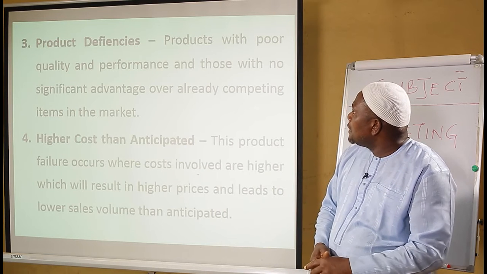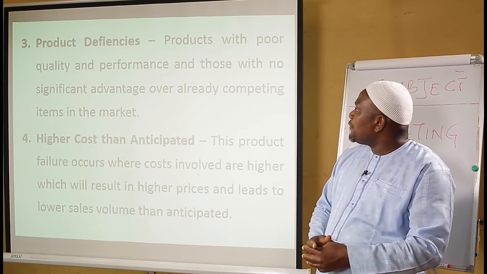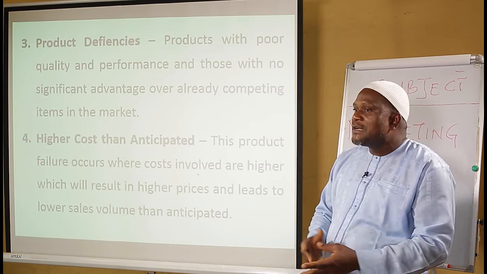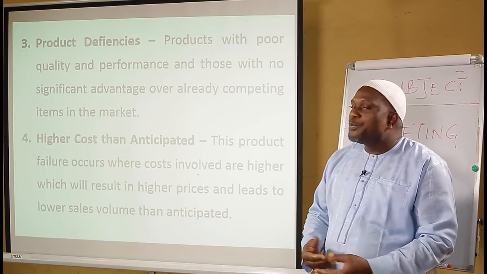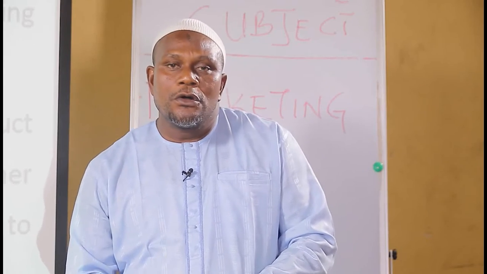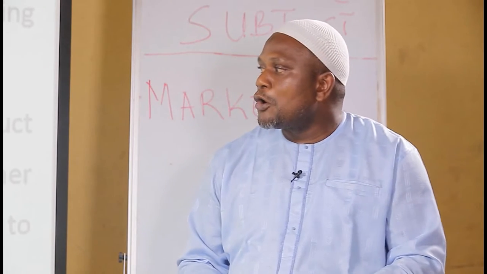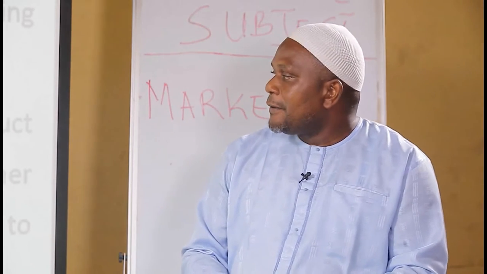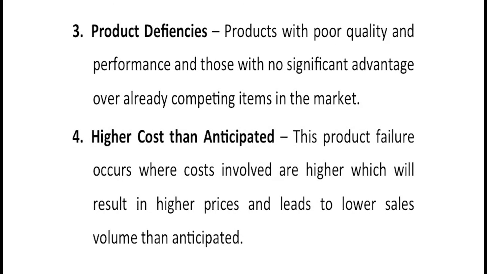Now, let's take a look at it. Poor products with poor quality and performance are those with no significant advantage over already competing items in the market. This will take us to number 4, which is higher cost than anticipated. This product failure occurs when costs involved are higher, which will result in higher prices and leads to lower sales volume than anticipated.